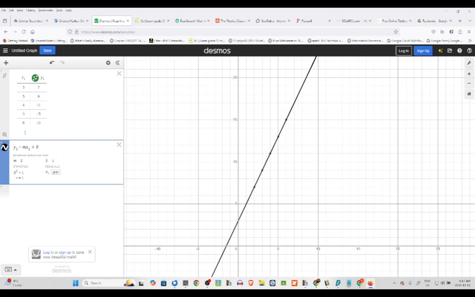Regression is not technically part of the provincial curriculum until Math 30-2. There are ways to do it on your calculator, but this is how you can do it in Desmos.